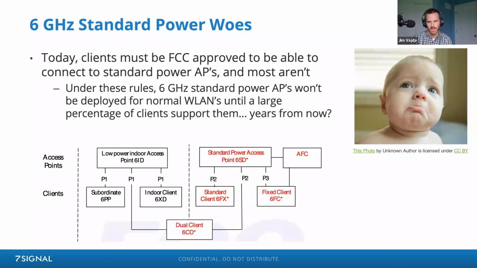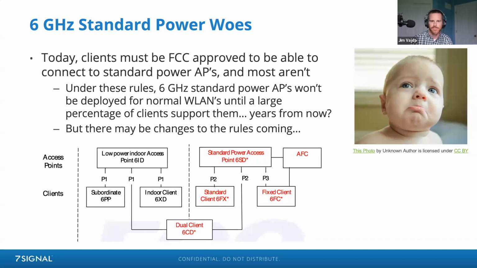And we know that Wi-Fi clients, especially on the consumer end, are not fast to get recertified by the FCC and things like that. So that's a problem. But I think there's some awareness of this, and possibility that some of these rules may change in the future. So just something to keep an eye out for, because it is really going to hamper standard power APs.